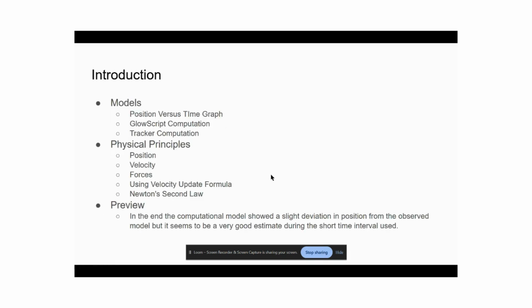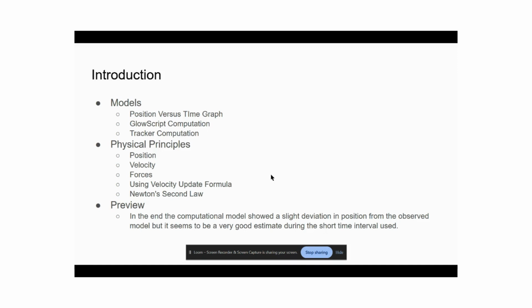Some of the models used in this experiment were position versus time graphs, where the slope of the line is the velocity, GlowScript computations to derive expected values, and Tracker computations to measure physical values from a video recording. Some of the important physical principles in this lab were position, velocity, forces, the velocity update formula, and Newton's laws.